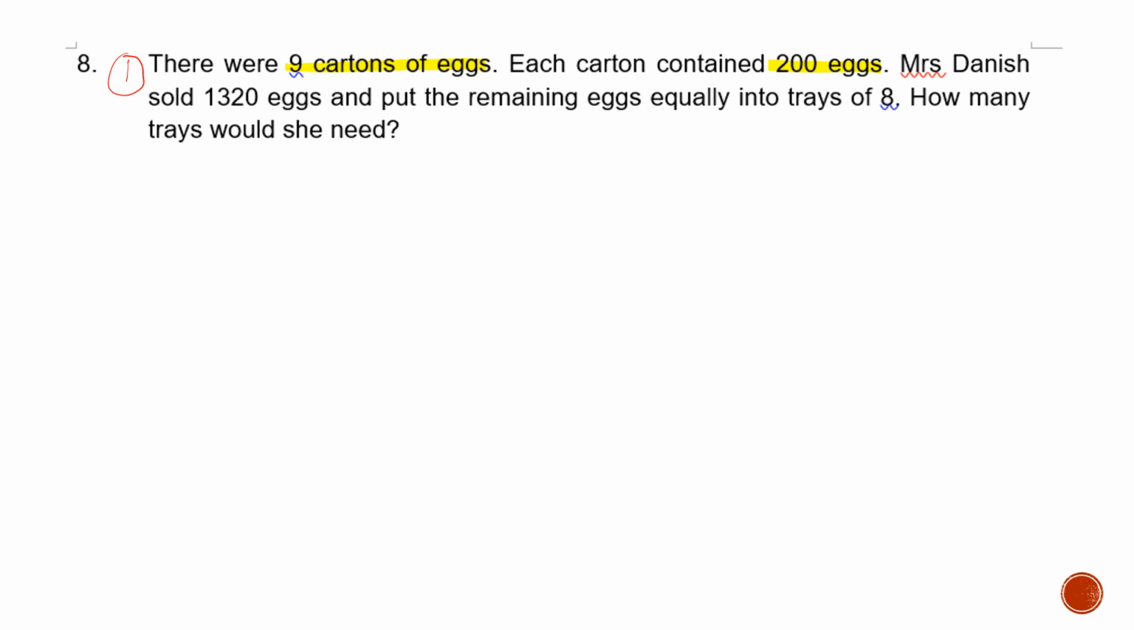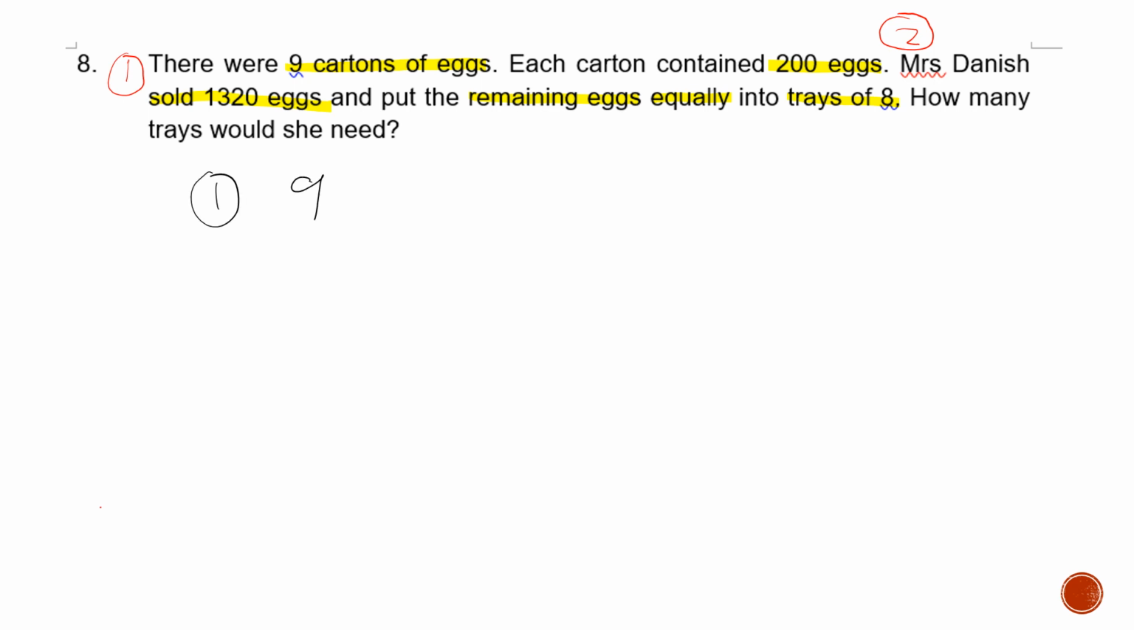Now, Mrs. Danish sold 1,320 eggs and put the remaining eggs equally into trays of 8. Remaining eggs equally. That means the leftovers will regroup into groups of 8. I call this sentence part 2 of the question. There are 2 parts to this question, so you have to solve it in 2 parts. So let's look at the first part.